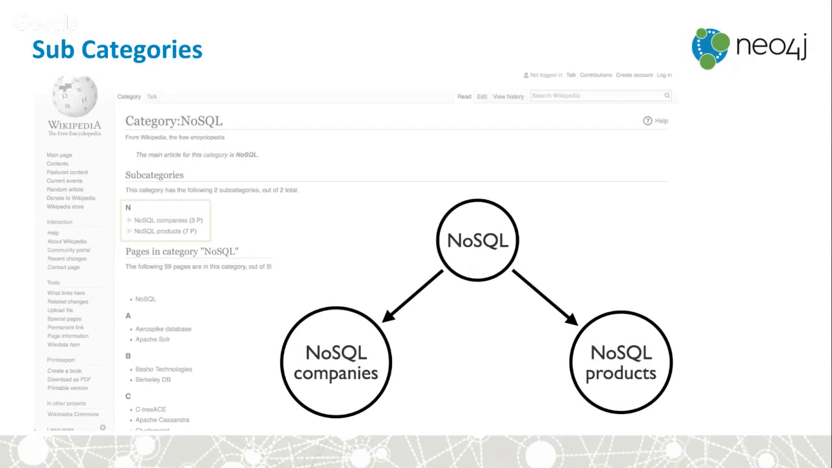In case you haven't come across Neo4j before, in this graph we've got three nodes: one representing NoSQL, one representing NoSQL companies, and one representing NoSQL products. Then we've got some relationships, although we haven't actually named those yet. But we'll get to that once we get into the Neo4j side of things. But we've got a little hierarchy.